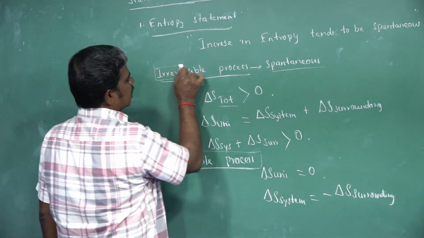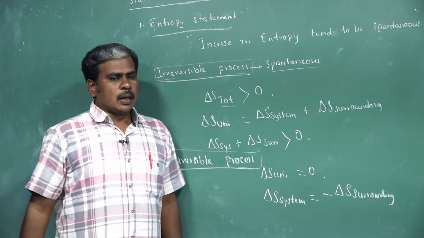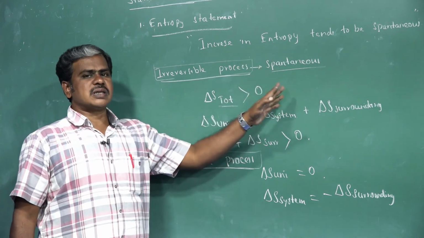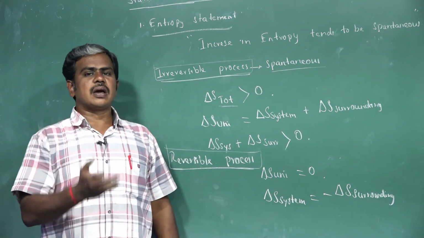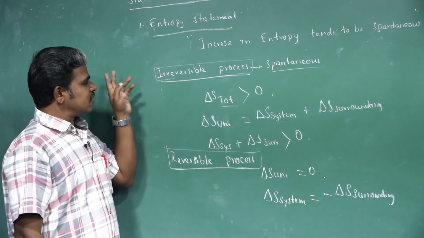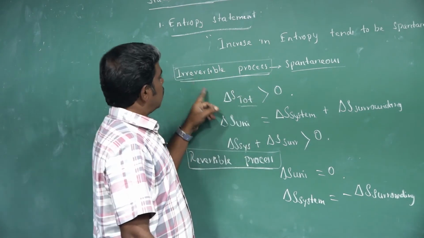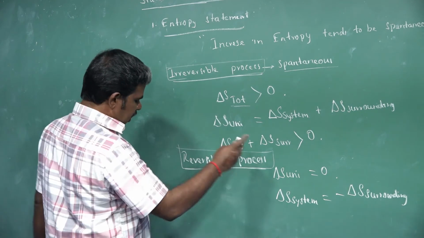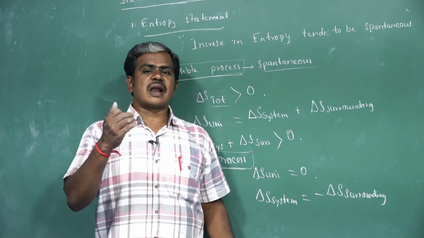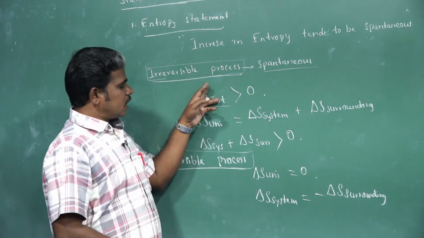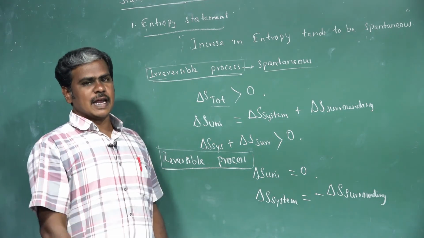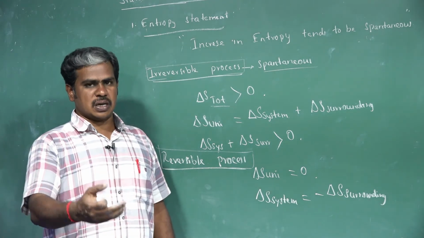So, the spontaneity condition: if delta S universe is greater than 0, then the process is spontaneous. It will occur on its own and does not need to be induced. Then it is a spontaneous process according to entropy. If it is a reversible process, then delta S universe is 0. For a non-spontaneous process, delta S universe is less than 0. That is, a decrease in entropy tends to be non-spontaneous.